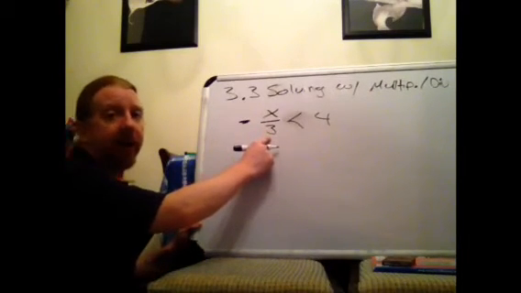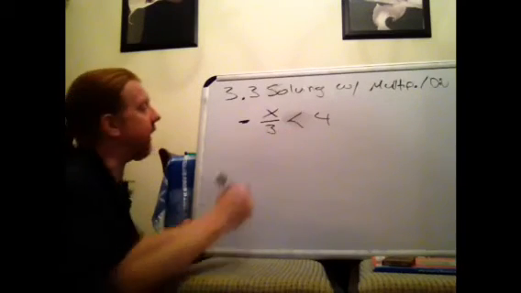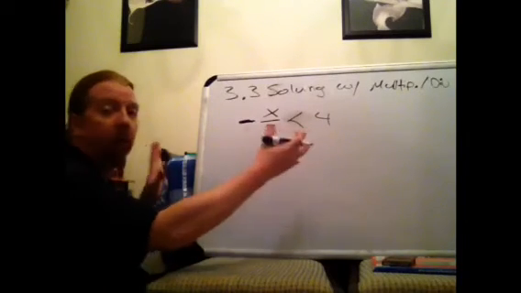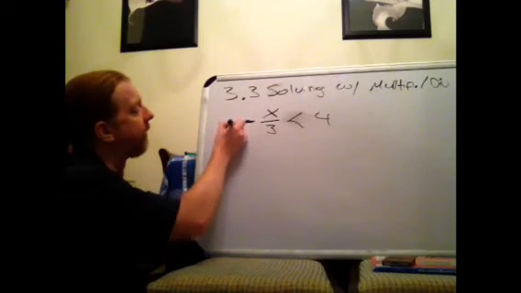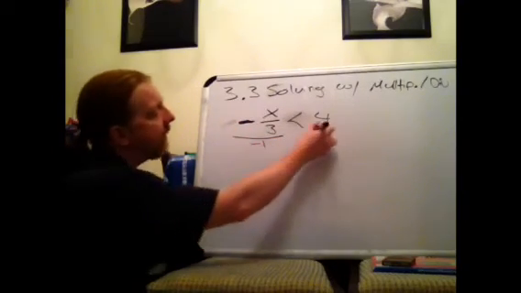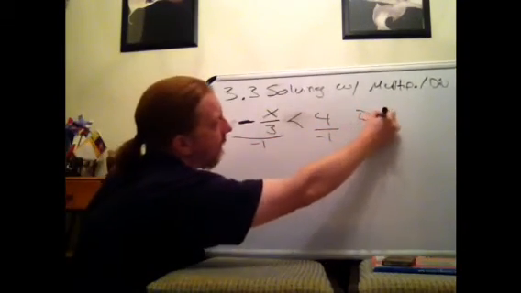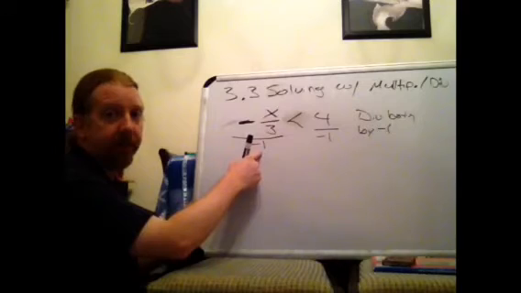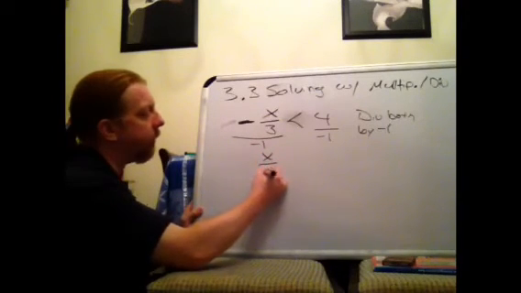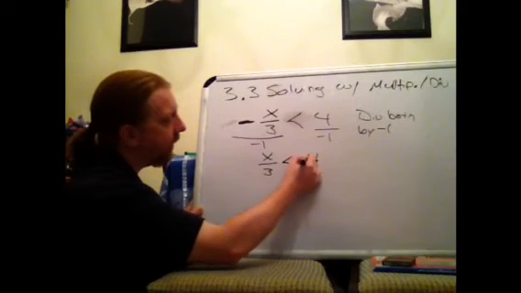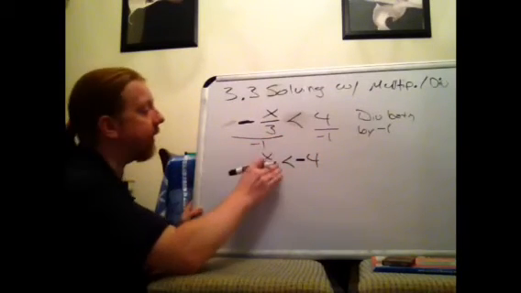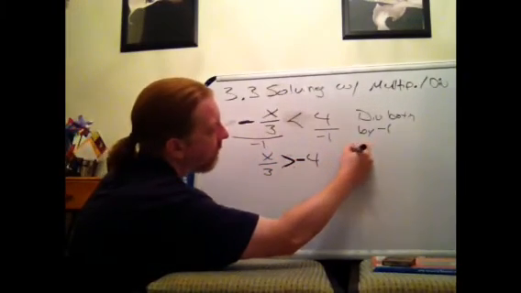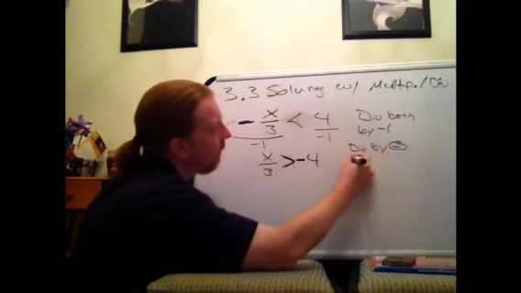I have divided by 3, so I'm going to multiply both sides by 3. Now there's that negative hanging out there as well, so maybe we should do that first. We want to work our way in. I'm going to divide both sides by negative 1. That gets rid of that negative, leaving me x over 3 is less than negative 4. But remember, I divided by a negative, so I flip the sign.